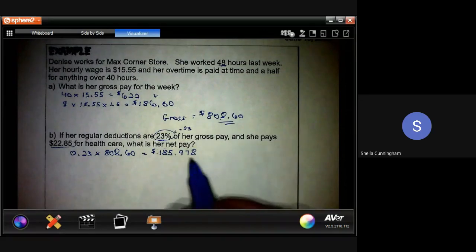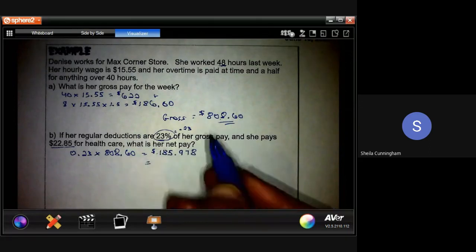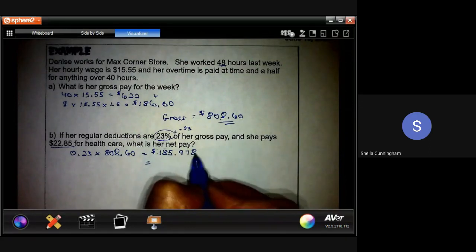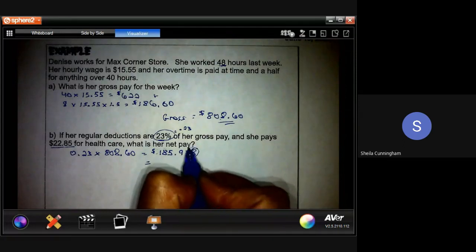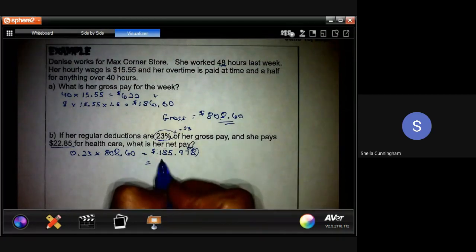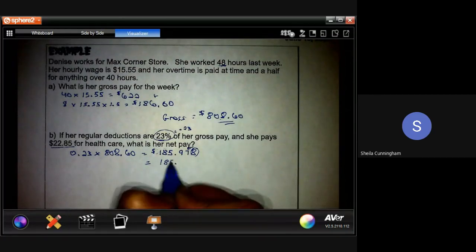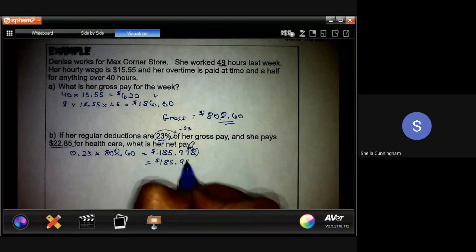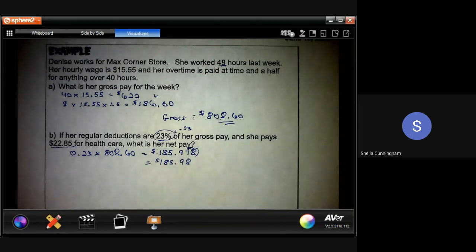Now, I purposely wrote the 3 digits in here again, just as a reminder when we're dealing with money, we can only have 2 decimal places. So you look to that third decimal, and if it's 5 or larger, it's going to bump the next decimal up by 1. So in this instance, you have $185.98. That's what we have for deductions in those regular deductions.